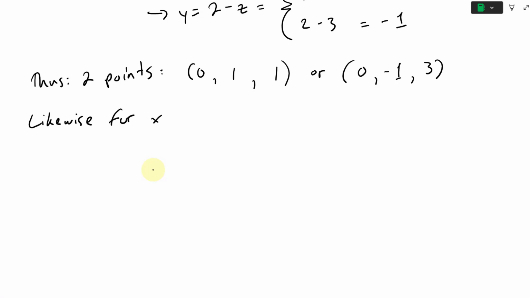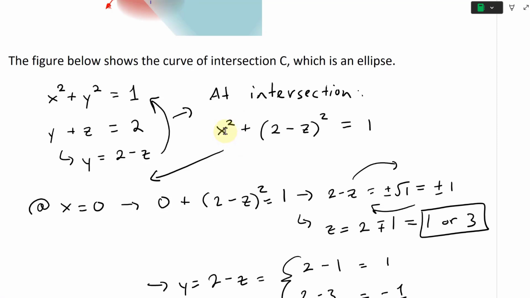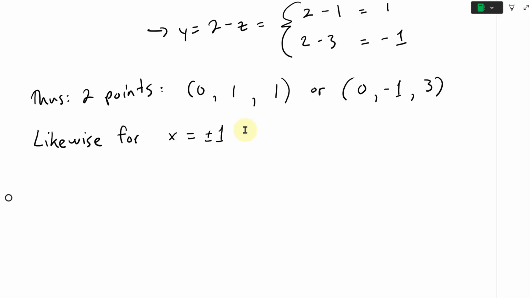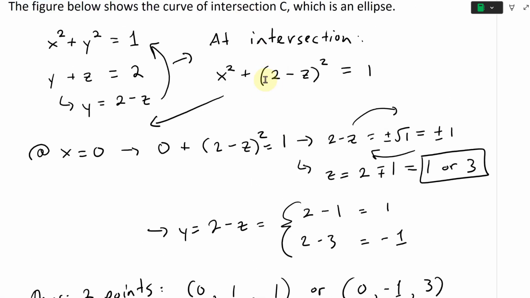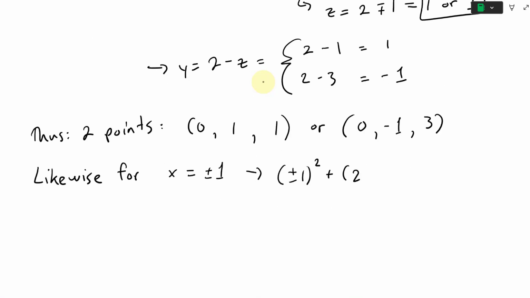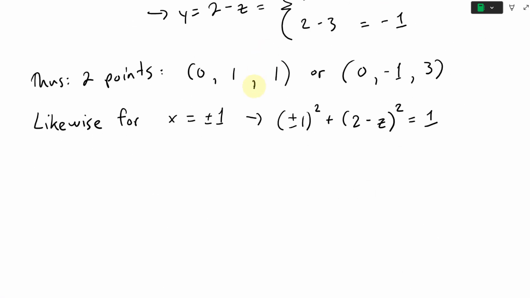for x equal to another number, let's just pick plus or minus 1. The reason I put plus or minus 1 is because right here, plus 1 squared or minus 1 squared is still going to be 1, and it's a simple one to evaluate. So we have plus or minus 1 squared plus, at the intersection, 2 minus z squared equals 1. Same thing as before. Now this plus or minus 1 squared is always going to be equal to 1. And move this over to the other side.